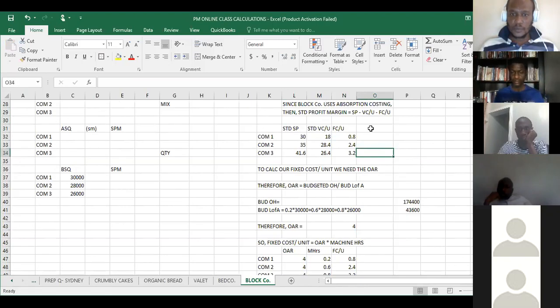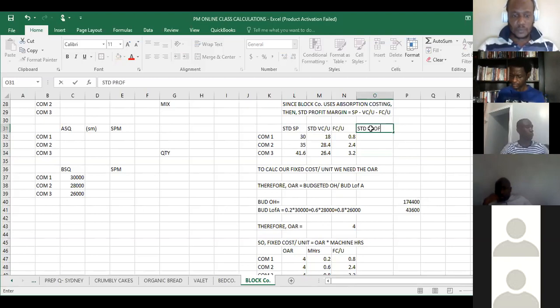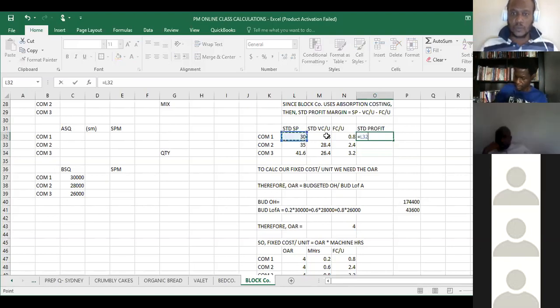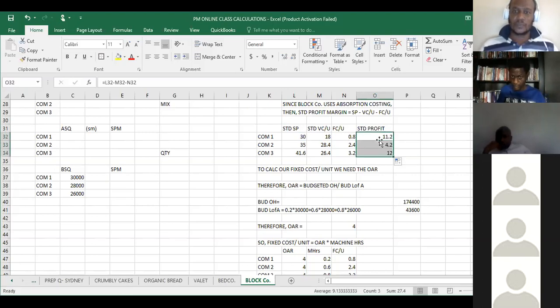Standard sales price, okay. So standard profit now. Our standard profit will be equal to this one minus that one minus that one. So that gives us our fix: 11.2 for the first one, and then we can get it for all of them. Okay, all right, so we need that standard profit three times. If it doesn't work the first time, I'll have to adjust it because I need it three times.